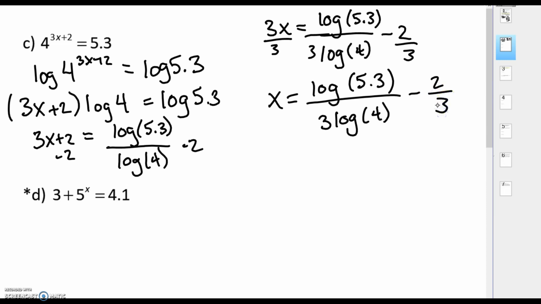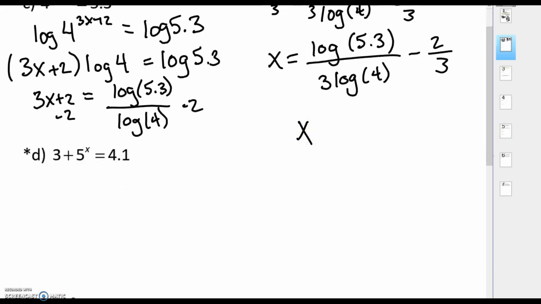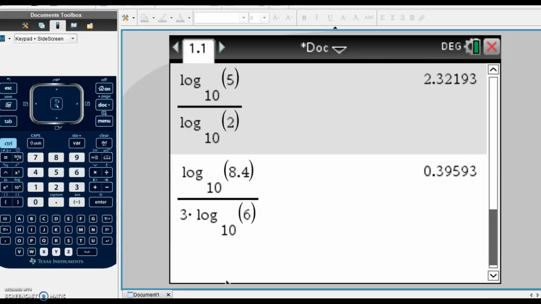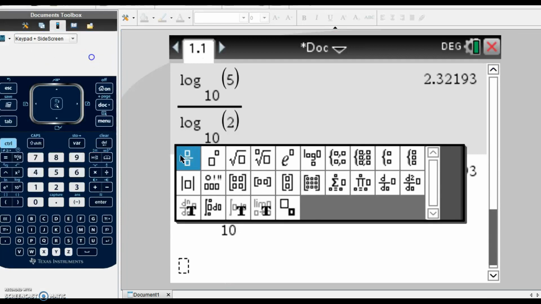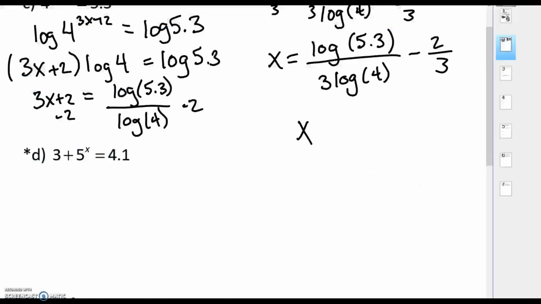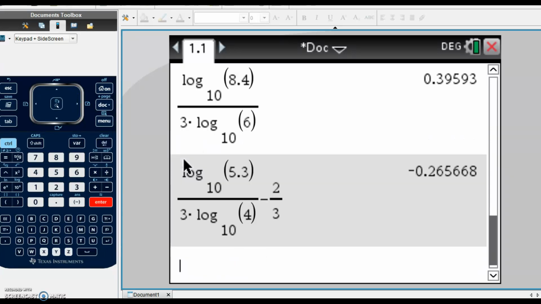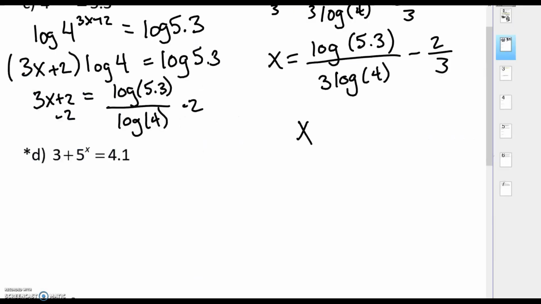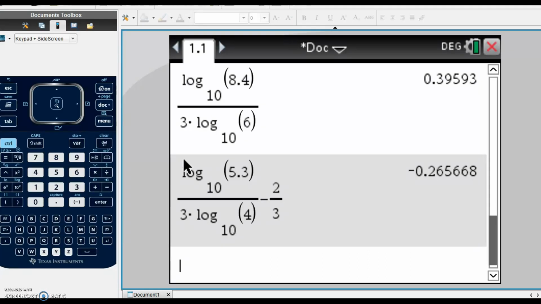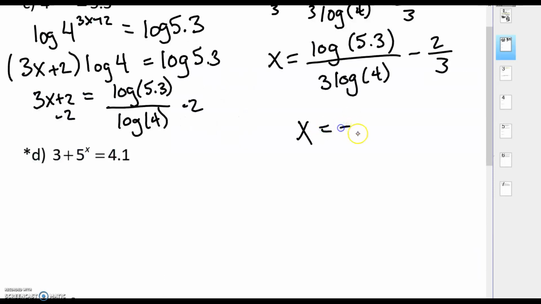And we would plug that into our calculator. All right, guys, so I'm going to plug it in to get log of 5.3 divided by 3 log of 4 all minus 2 over 3. Let me just double check that. Minus 2 over 3. Yep, so I get negative 0.266. 0.266 is my approximate answer.